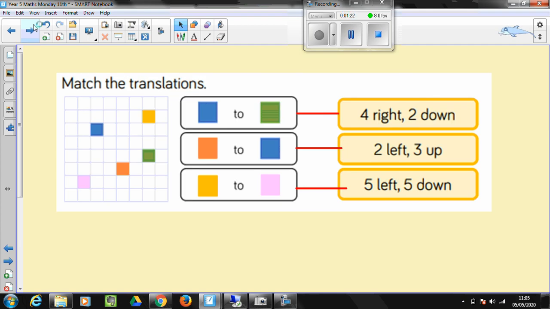So here were the answers. Hopefully that's what you've got. Pause the video now and have a go at creating one of your own and describing the translation.